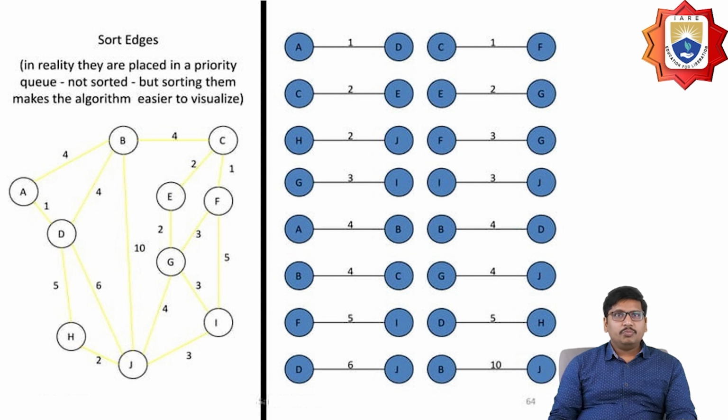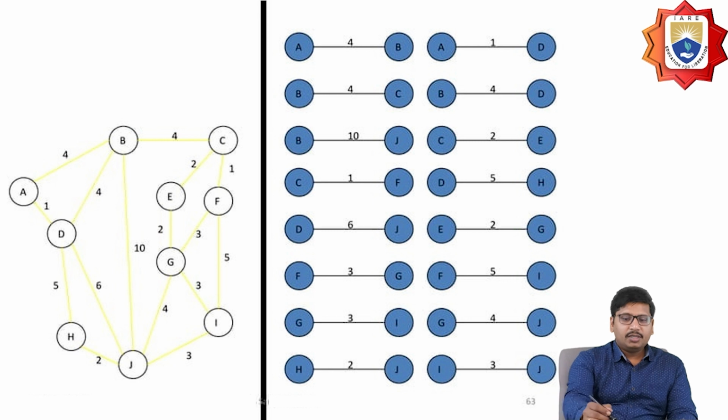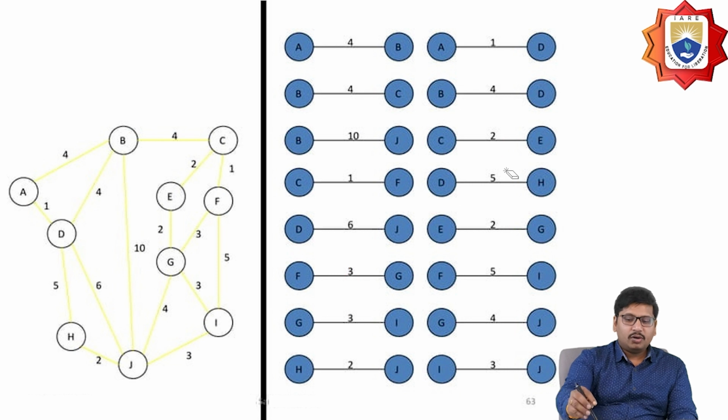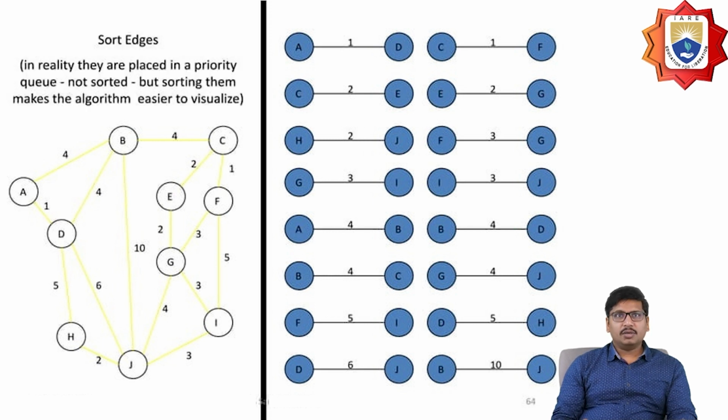In reality, the edges should be placed in a priority queue, not sorted, but sorting them makes the algorithm easier. So initially these are the edges and weights I have: 4, 10, 6, 3, 3, 2. To make the algorithm simpler, we sort all the edges according to their weights in sorted order. Once we have done this, all the edges will come into sorted order.